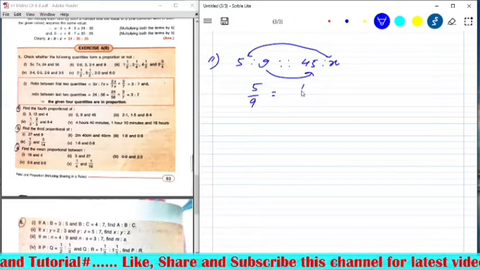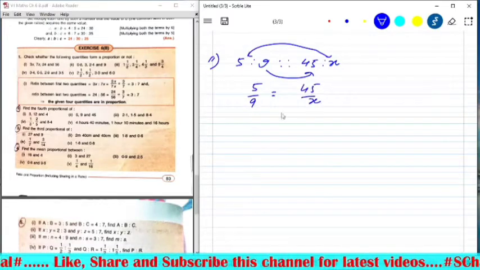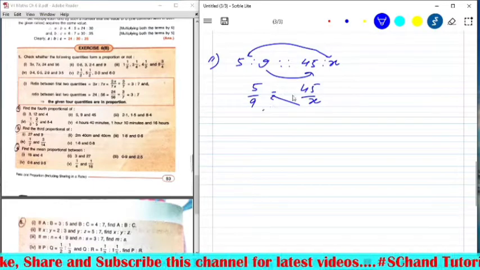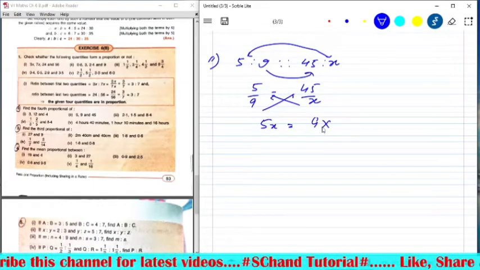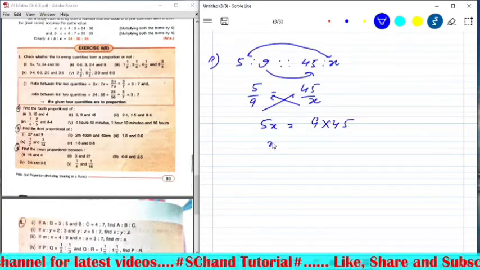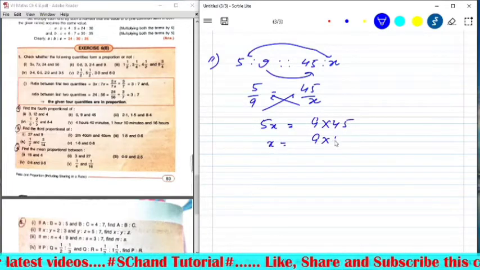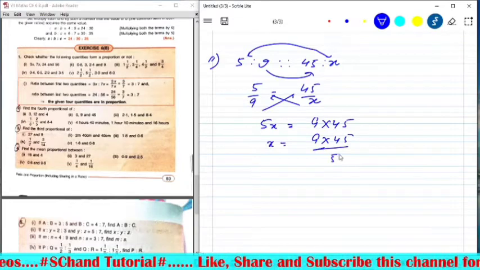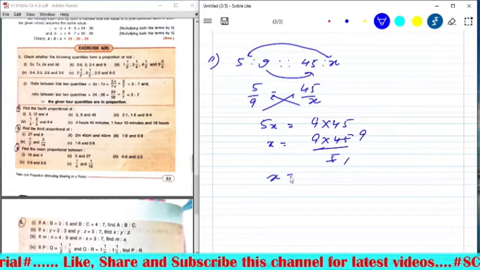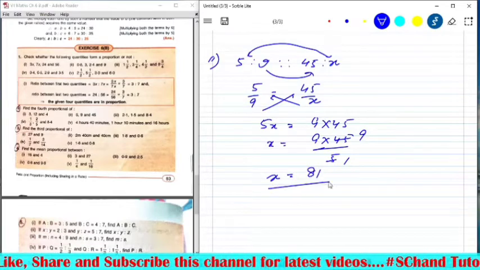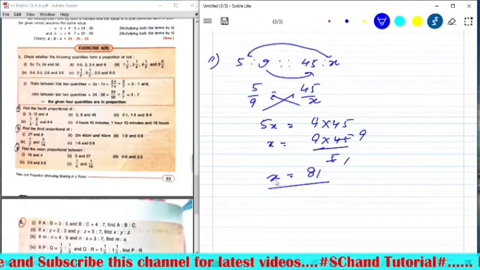Either this way, or we can do it this way also. 5 over 9 is equal to 45 over x. So by cross multiplying, this will remain the same. 5x is equal to 9 into 45, and x will be 9 into 45 over 5. 5 ones are 5, 5 nines are 45. So x is equal to 81. So this is the second one.